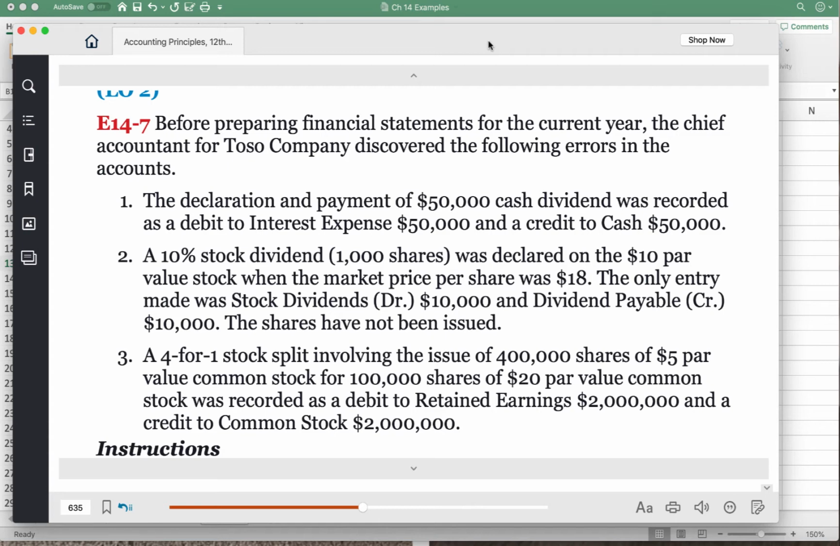They used 10,000. Well, where did they get $10,000 from? Oh, they used the par value. Look, par value, $10 per share, 1,000 shares, they use the par value. Do we use the par value for a small stock dividend?